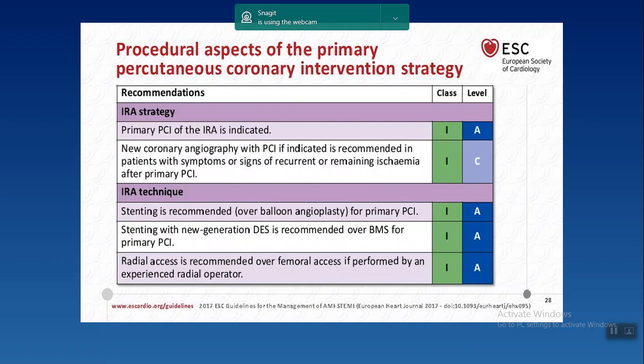Let's talk about some of the procedural aspects of primary percutaneous coronary interventions. It's recommended to do a primary PCI for the infarct-related artery. It's a class 1A recommendation, of course. After primary PCI, if the patient complained of recurrent chest pain, it's recommended to have a new coronary angiography.